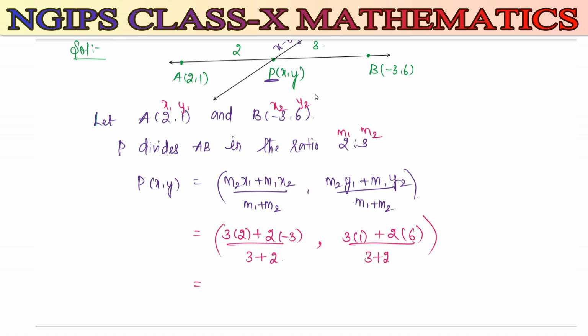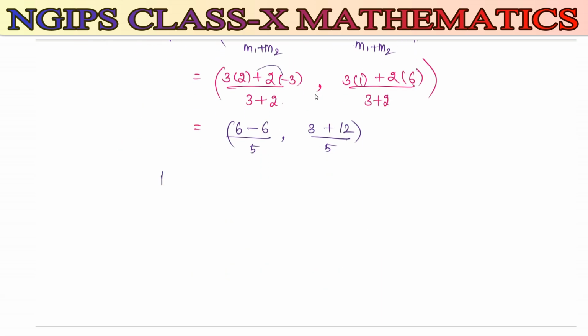So 3 2s are 6, plus into minus is minus, 2 3s are 6, divided by 3 plus 2 which is 5, comma 3 into 1 is 3, plus 6 2s are 12, divided by 3 plus 2 which is 5. Okay, here P is equal to 6 minus 6 is 0, 0 by 5 will be 0, comma 3 plus 12 is 15, 15 divided by 5 we get 3. So P is equal to 0 comma 3.